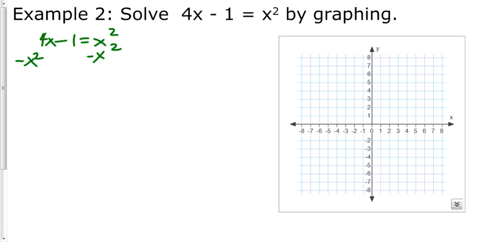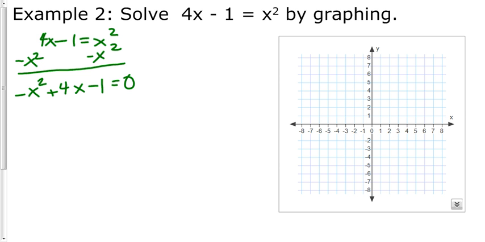up equal to 0. Okay, so I want to rewrite this carefully here. My quadratic term is negative x squared. That tells me my graph is going to be upside down because I've got a negative x squared, plus 4x minus 1 equals 0. So now I've got it set equal to 0.